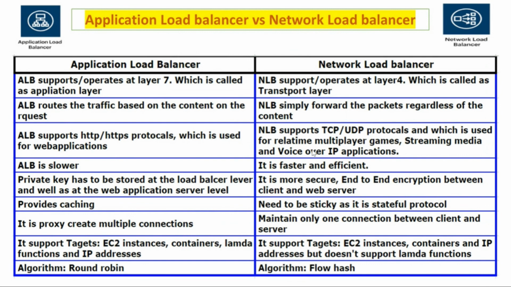Application load balancer basically reads the header information which is requested by the web. That is where it routes the traffic based on the content available in the request, like an HTTP request or HTTPS request. Whereas the network load balancer doesn't route the traffic in the same way that ALB does. Network load balancer simply forwards whatever packets or traffic it receives from the client request to the respective servers.